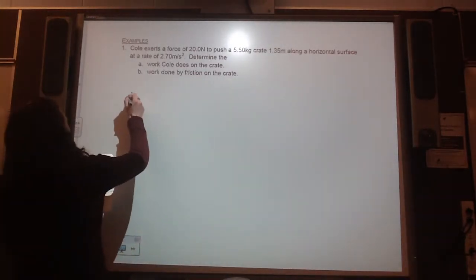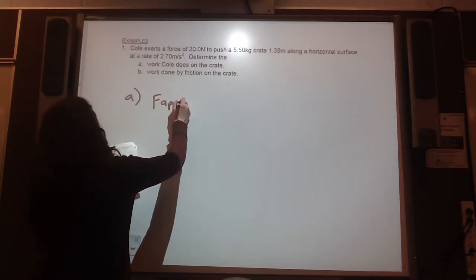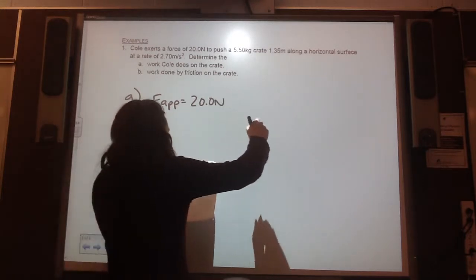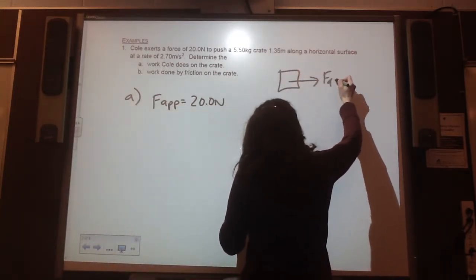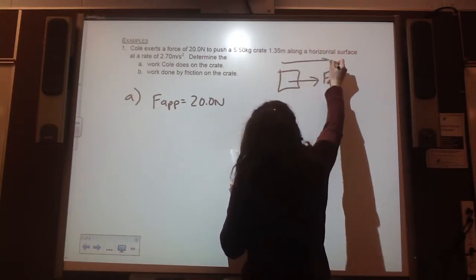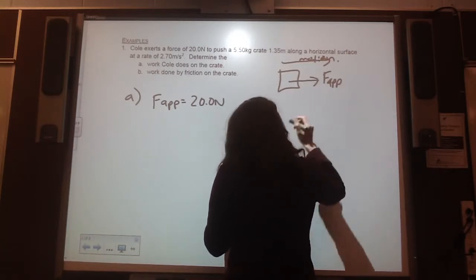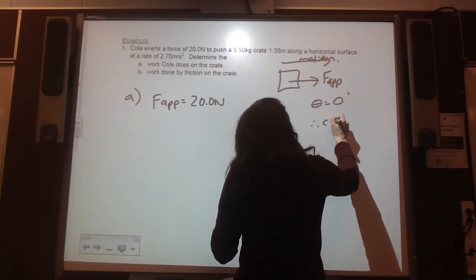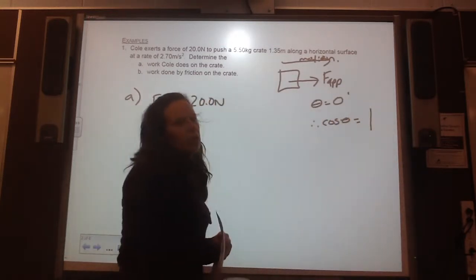All right, so that's A. So I'm going to set, this is F app, so the force applied is 20.0 newtons. And we should draw a picture, really. Free body diagram. So here's F app, and it's in the direction of motion. Okay, so there's my motion. So then I can say theta is 0 degrees. So therefore I can conclude that cos theta is equal to 1 for this circumstance.